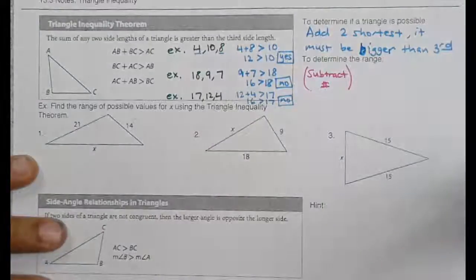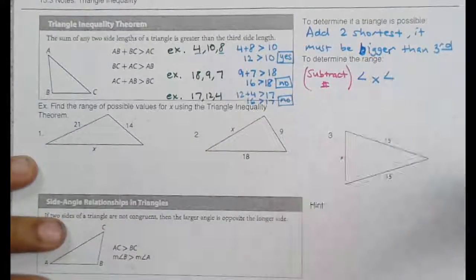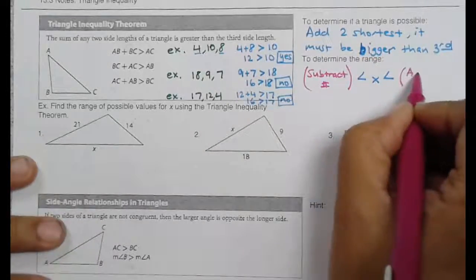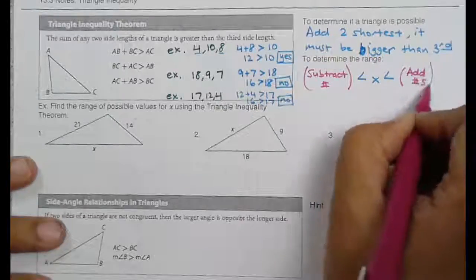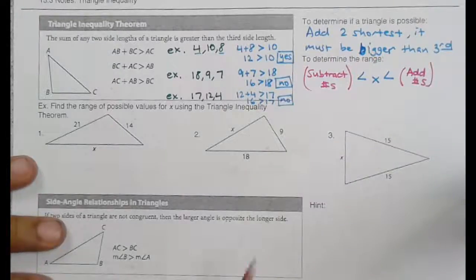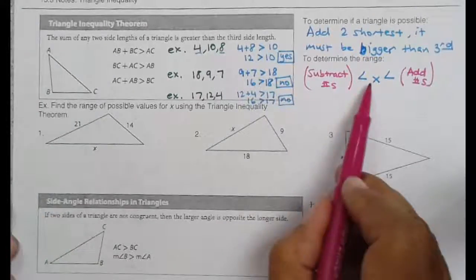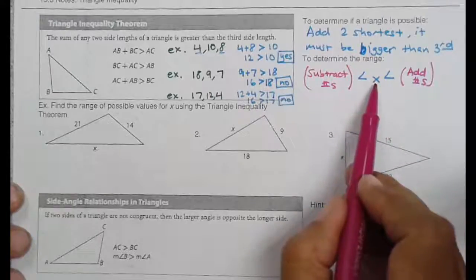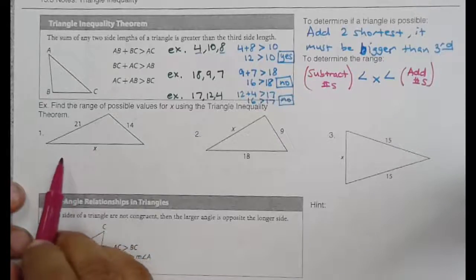And that will be the lower number. We'll write less than x, less than. And then to get the other values, you're going to add the numbers. I'll put an S here. Okay? So we'll subtract the numbers to get the smaller number. You shouldn't get a negative number, though. You can't have negative x values. And then we'll add the numbers to get the larger. All the x values in between are values that would work for a triangle.